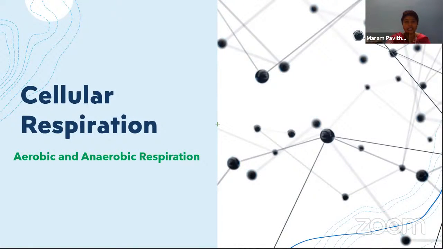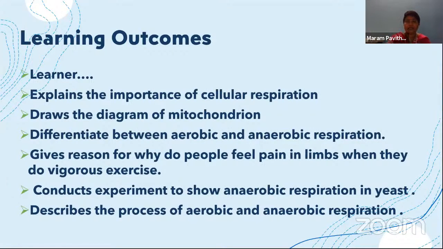Today our topic is cellular respiration. In this topic, we are going to learn about aerobic respiration and anaerobic respiration. First, the learning outcomes from this lesson: explains the importance of cellular respiration, draws the diagram of mitochondrion, differentiates between aerobic and anaerobic respiration, gives reason for why people feel pain in limbs when they do vigorous exercise, conducts an experiment to show aerobic respiration in yeast, describes the process of aerobic and anaerobic respiration. These are the learning outcomes achieved by the children ultimately at the end of the lesson.